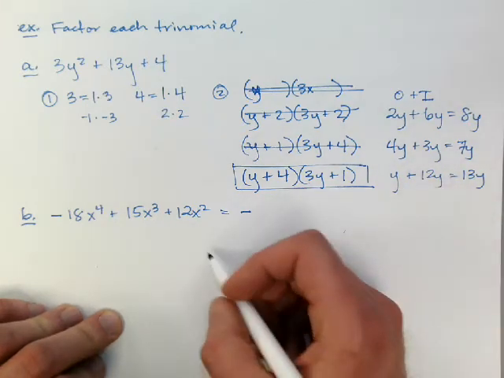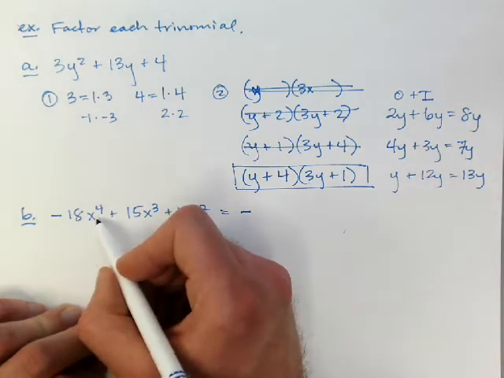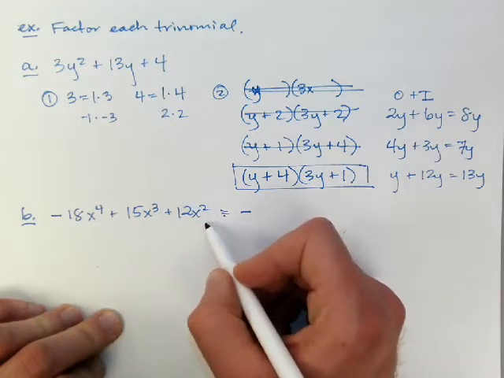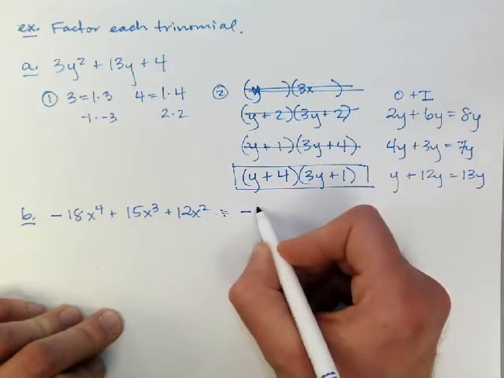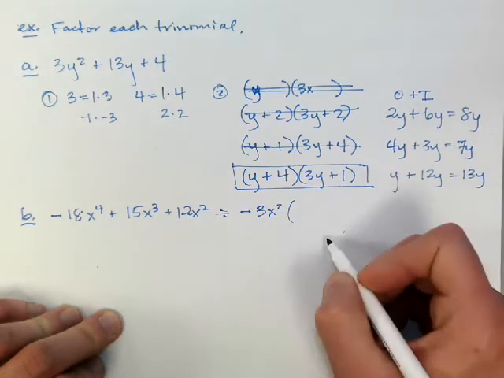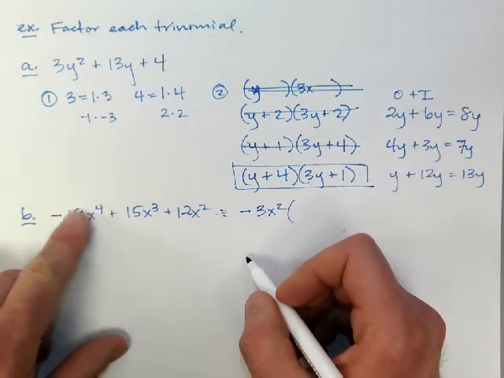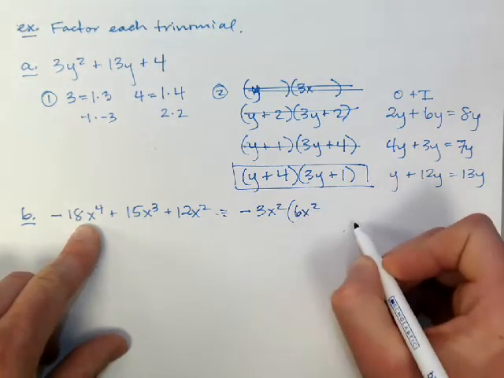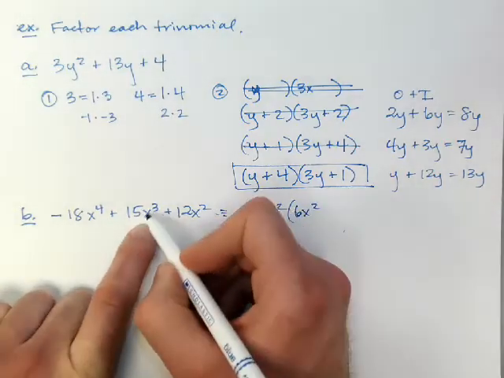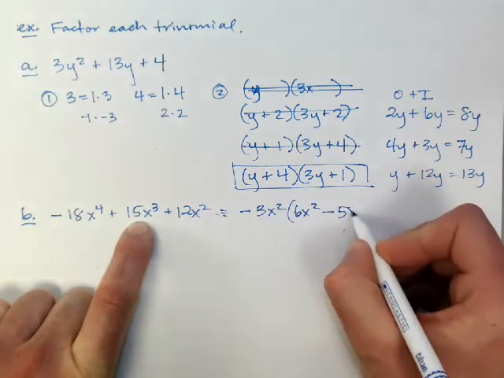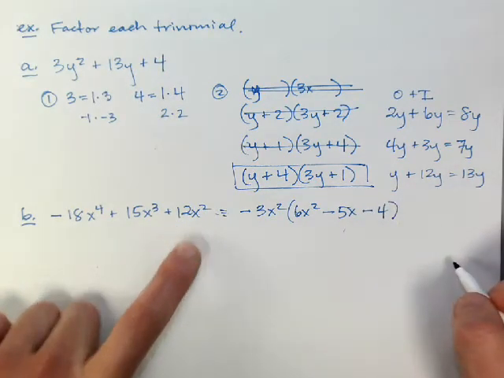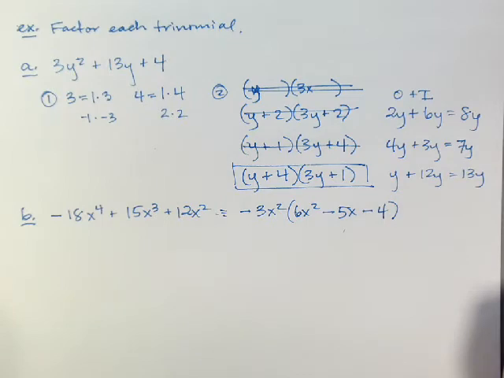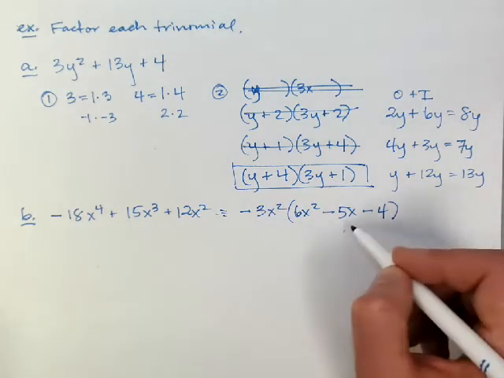All right, and then we could get an x squared out of each term. And it looks like maybe we could divide each term by 3. So I'm going to take out a -3x squared. And what that leaves behind, so that'll give us a positive 6x squared, a negative 5x, and a negative 4. All right, so we factored out the GCF. Now we need to factor the trinomial here.